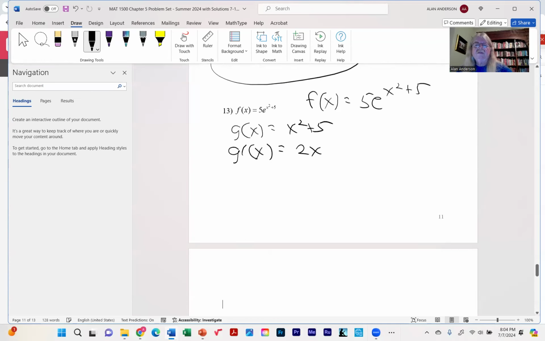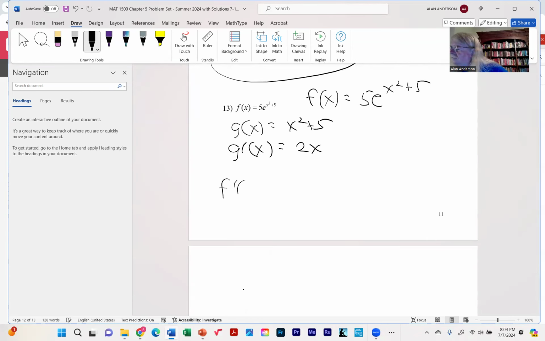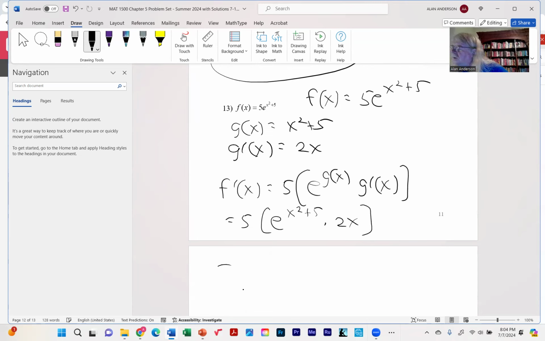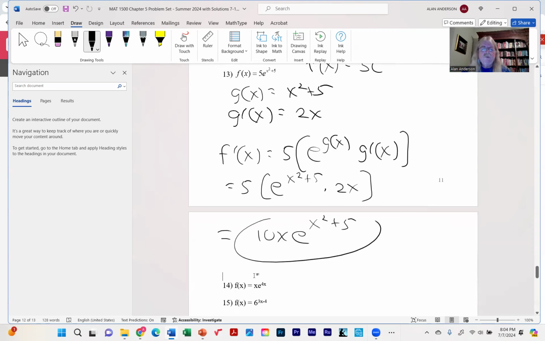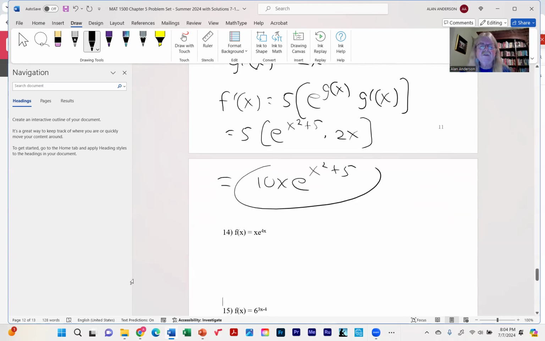So what we end up here with is we'll have the 5 first and then e to the g of x, g prime of x, e to the x squared plus 5, 2x. Or if you prefer 10x e to the x squared plus 5. That does look nicer, doesn't it? But now you can see here that we're going to need the product rule, no matter how you look at it.